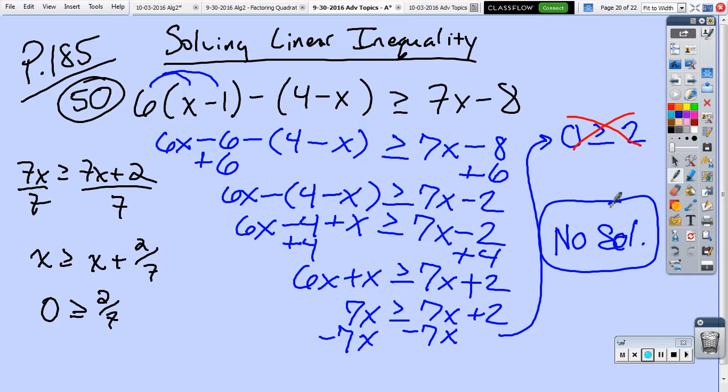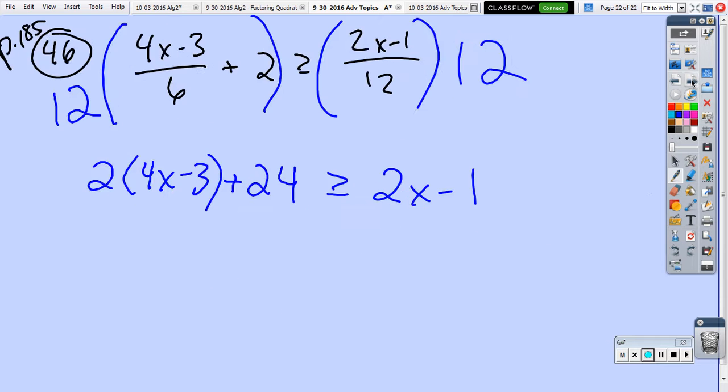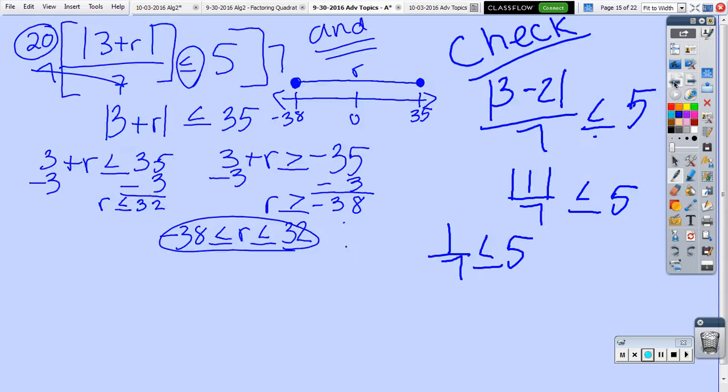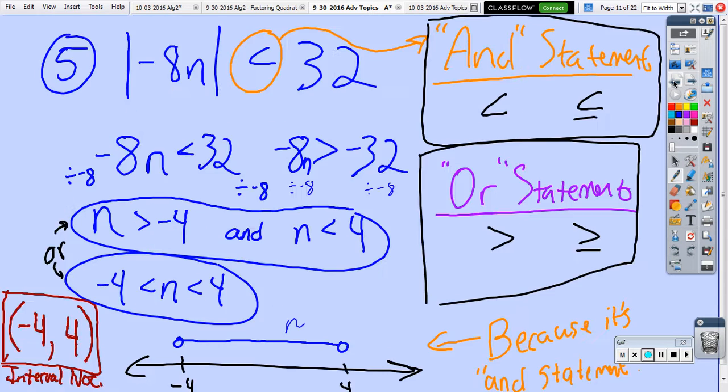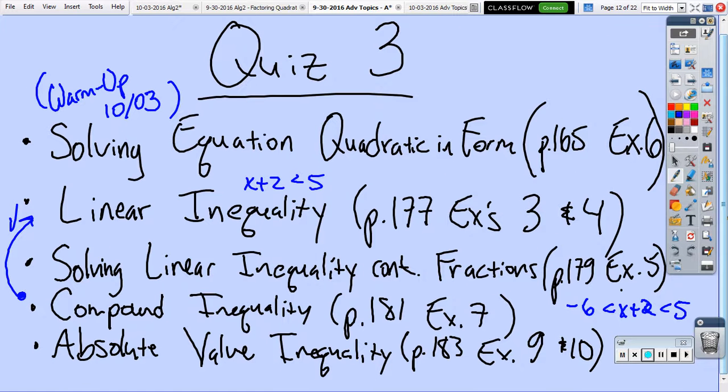What other lessons do we need to know? For quiz 3, you need to know how to solve an equation quadratic in form, like the warm-up. We'll go over more of these tomorrow, because I think these and the last bullet point are probably the toughest parts of the quiz: solving an equation quadratic in form and absolute value inequality.